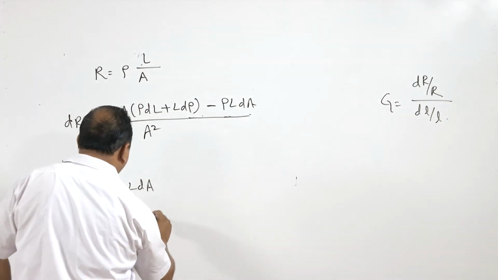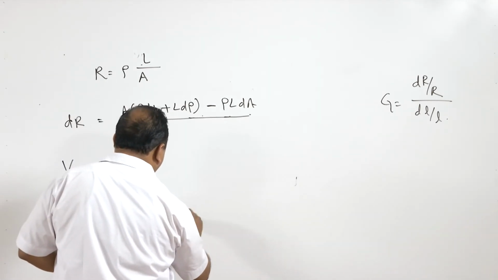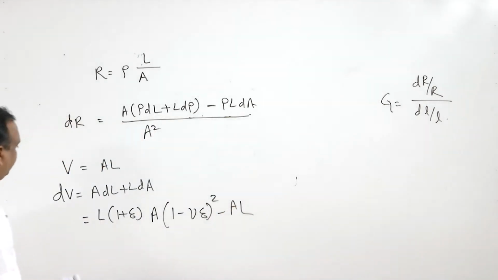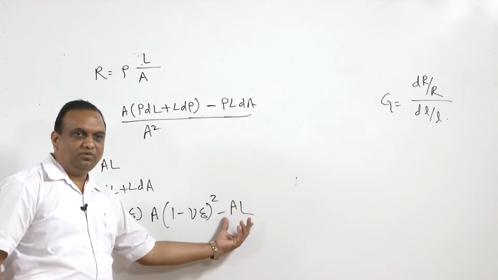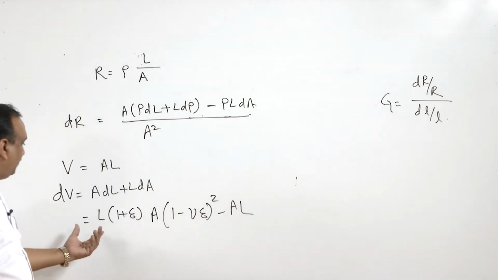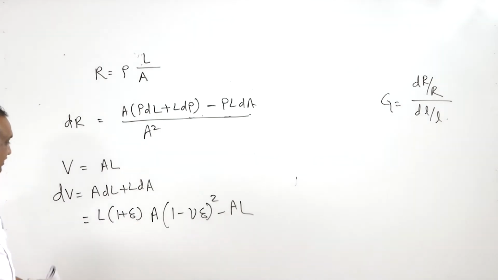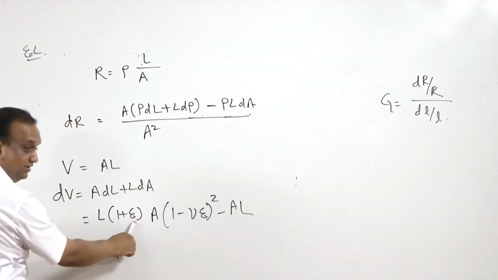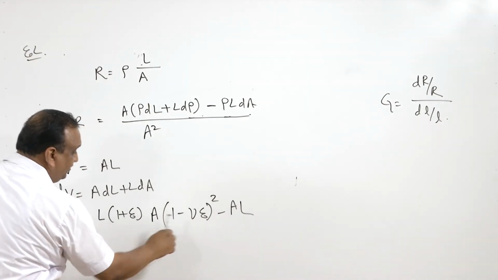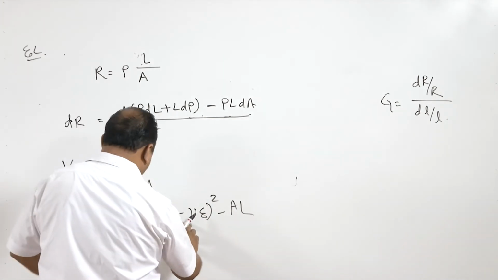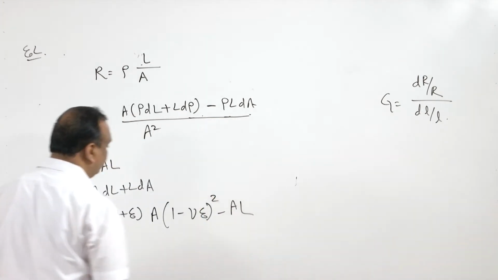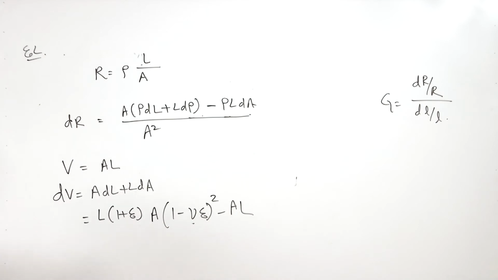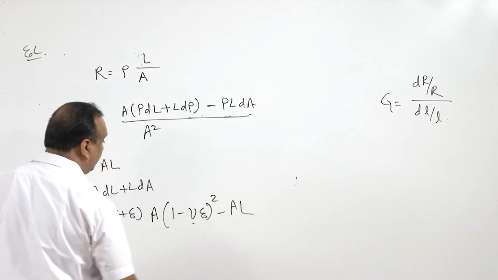Multiplied by A (1 minus nu epsilon) whole square. This is the final volume minus original volume. Original volume is AL. The final length is length plus change in length, because epsilon and L will give the change in length. For area, 1 minus nu epsilon whole square, because nu is Poisson ratio, right? So this is pi by 4 d square, that is why it is going to be square of that.